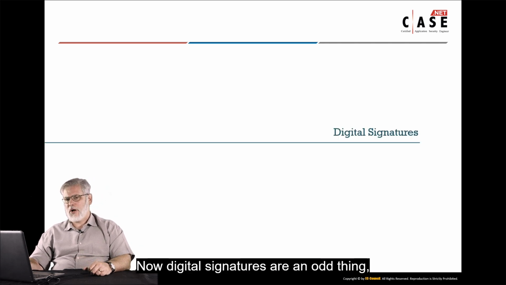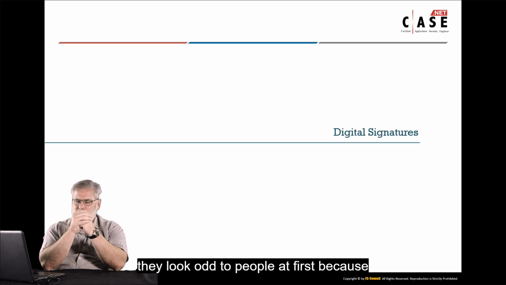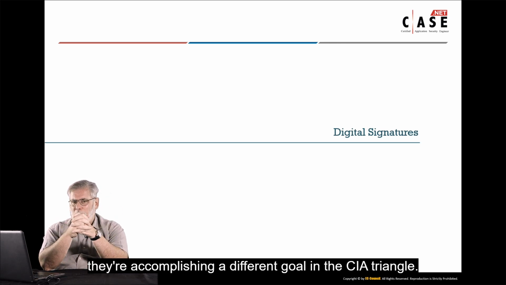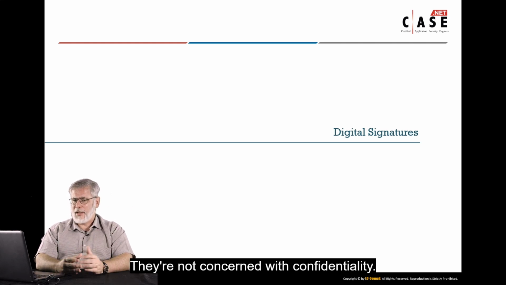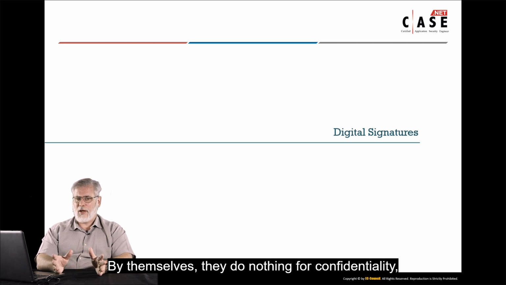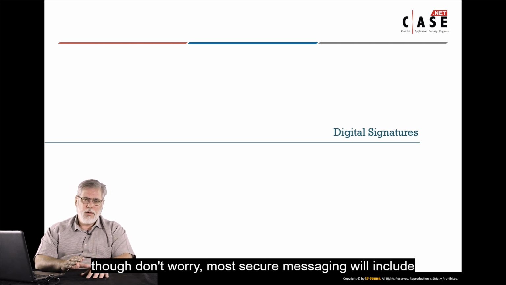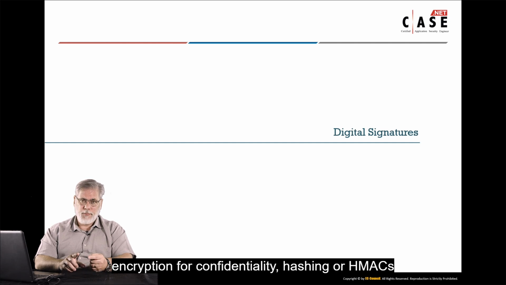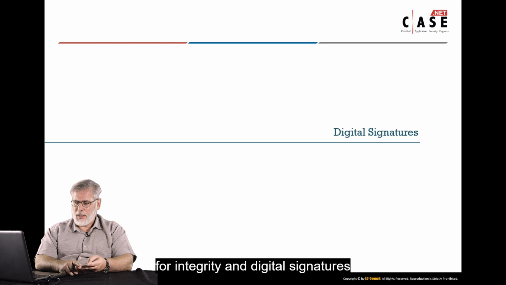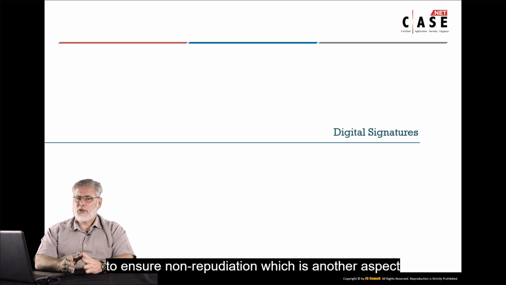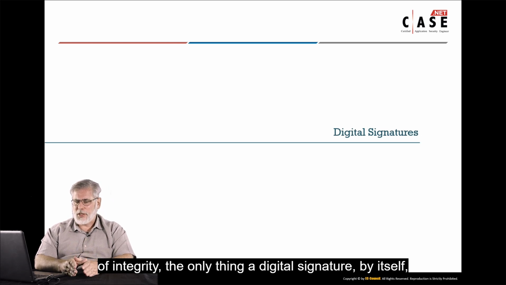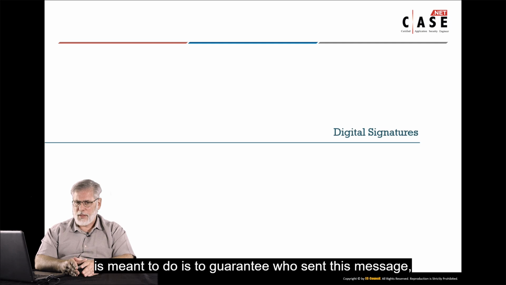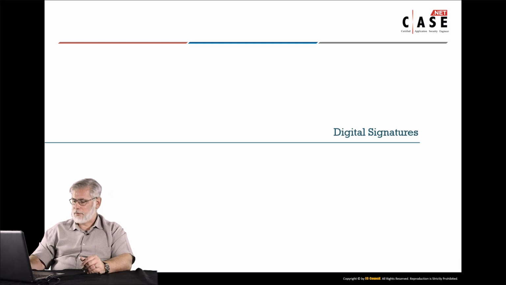Now, digital signatures are an odd thing. They look odd to people at first because they're accomplishing a different goal in the CIA triangle. They're not concerned with confidentiality. By themselves, they do nothing for confidentiality. Now, don't worry, most secure messaging will include encryption for confidentiality, hashing or HMACs for integrity, and digital signatures to ensure non-repudiation, which is another aspect of integrity. The only thing a digital signature by itself is meant to do is to guarantee who sent this message.